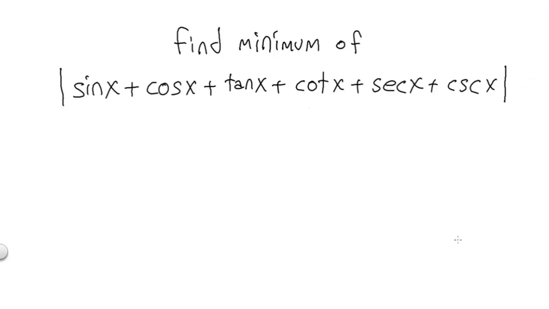Hi there, I have a nice trigonometric problem which involves almost all of the trigonometric functions that we know: sine x, cosine x, tangent, cotangent, secant, and cosecant. And we are supposed to find this function's minimum. And here, of course, it's minimum because, well, tangent, cotangent, none of these are bounded.